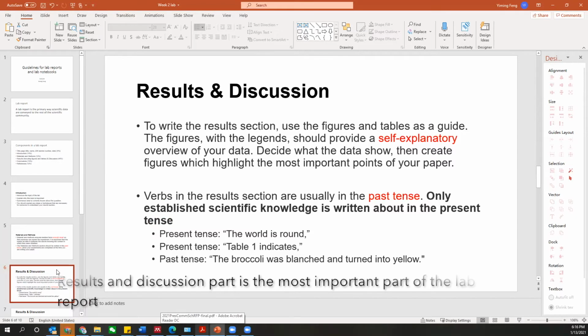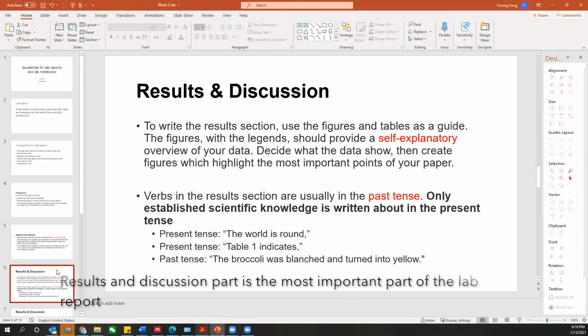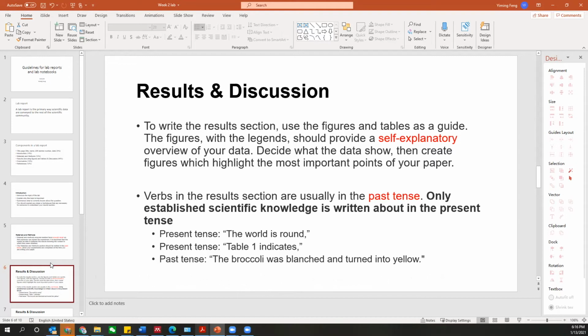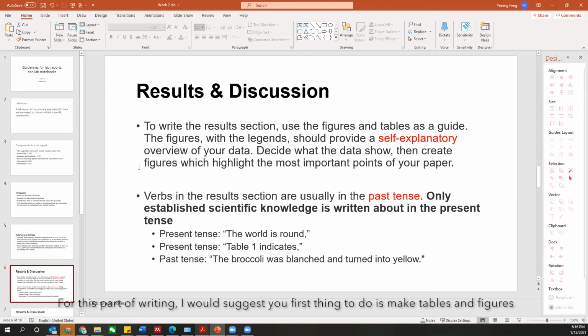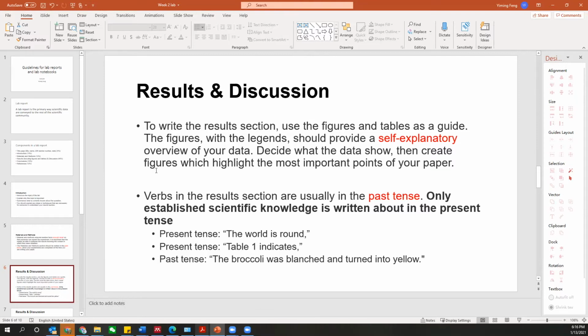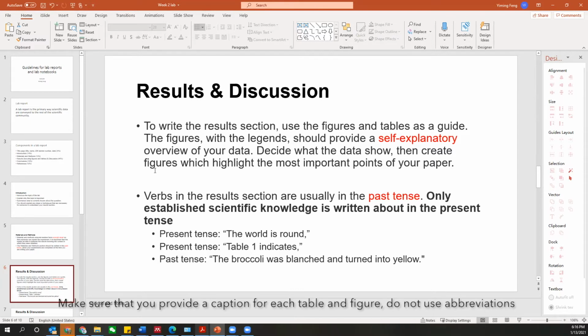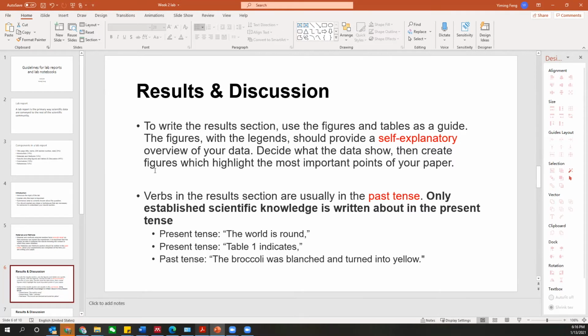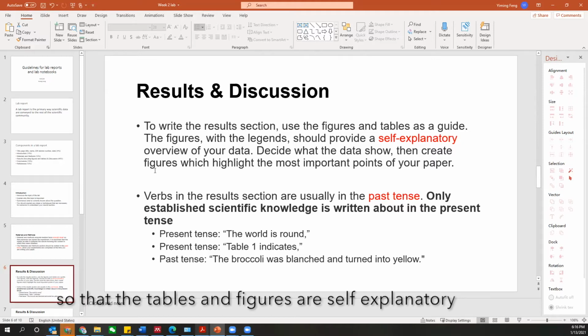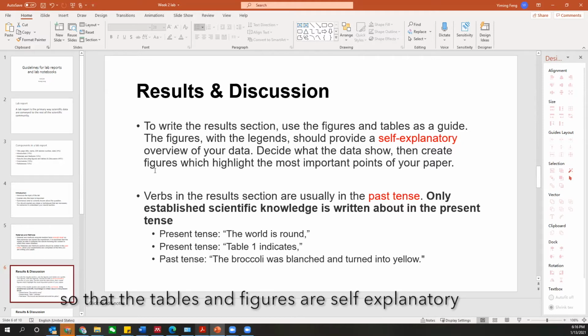The results and discussion part is the most important part of the lab report. For this part of writing, I would suggest the first thing to do is to make tables and figures as a summary of experimental results. Make sure that you provide a caption for each table and figure. Do not use abbreviations so that the tables and figures are self-explanatory.